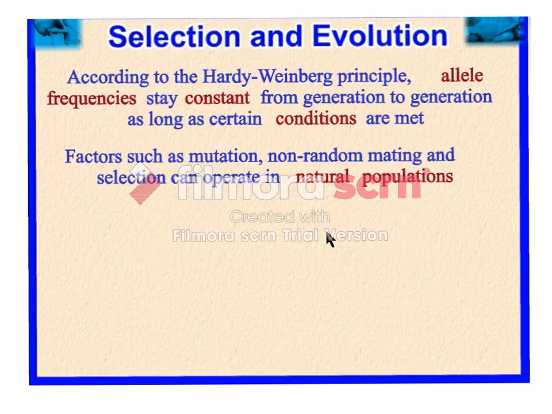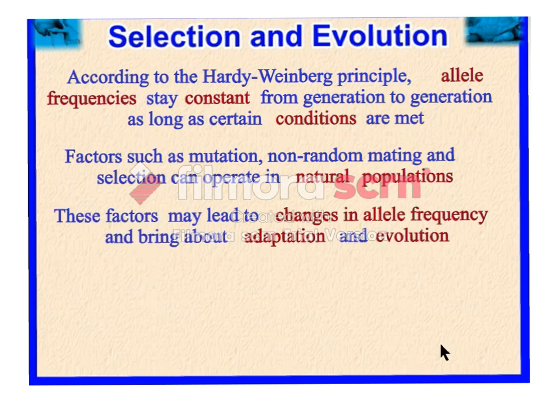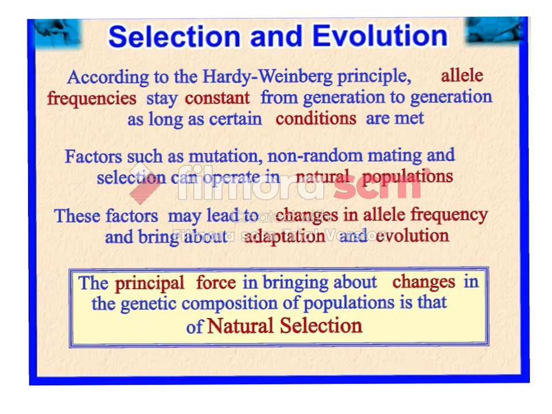Factors such as mutation, non-random mating, and selection can operate in natural populations. These factors may lead to change in allele frequency and bring about adaptation and evolution. The principal force in bringing about changes in the genetic composition of a population is that of natural selection.